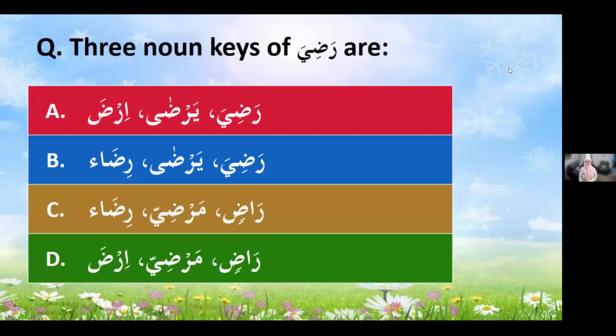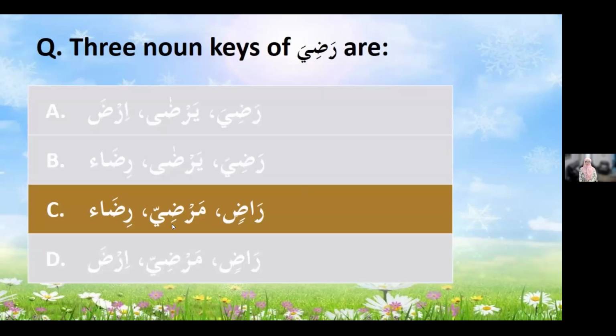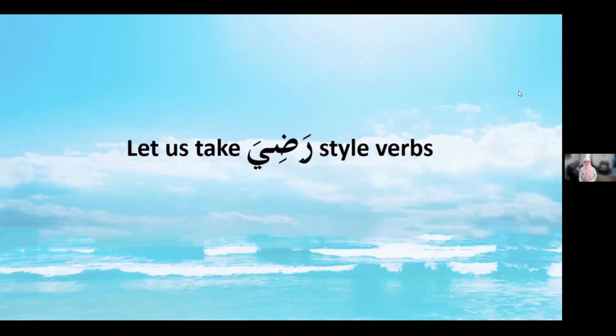Can you give me the three noun keys of radiya? Radin, mardiyun, rida. Yes, noun keys. Radin, mardiyun, rida. Alhamdulillah. So this is radiya.